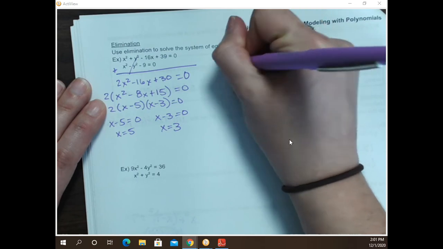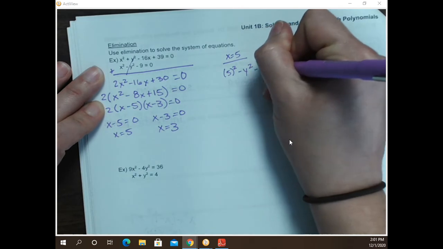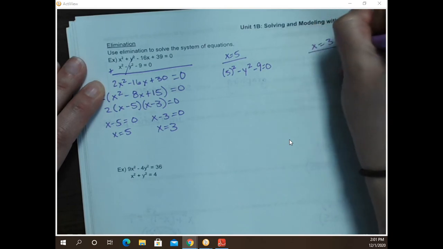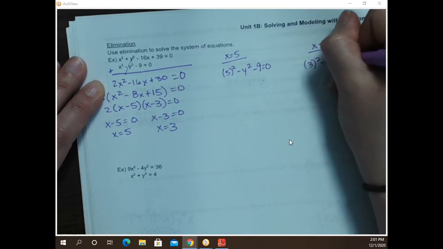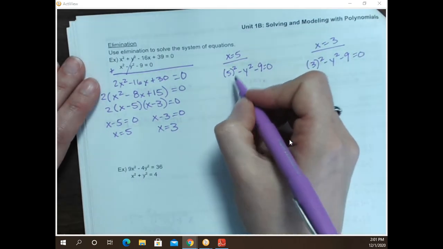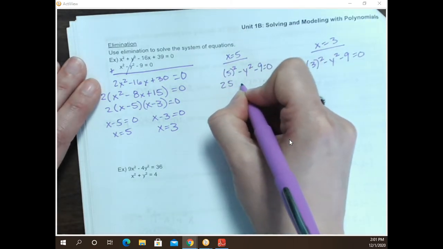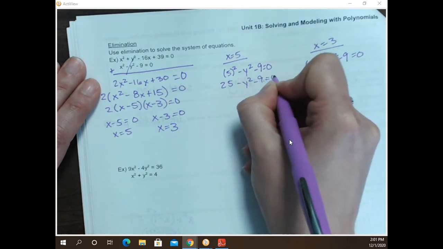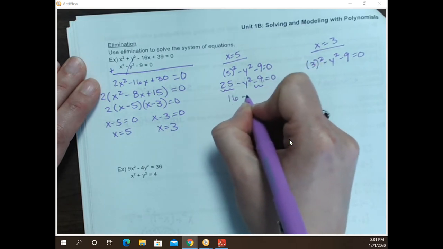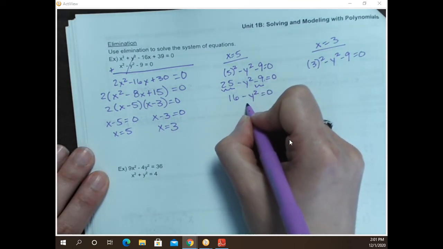So when x equals 5, I would have 5 squared minus y squared minus 9 equals 0. And then I also will need to plug in x equals 3. So that would be 3 squared minus y squared minus 9 equals 0. So as I go to simplify for my first y solution, 5 squared is 25, minus y squared minus 9 equals 0. I'm going to combine my terms here. 25 minus 9 would be 16, minus y squared equals 0. I'm going to go ahead and move my y squared to the other side.